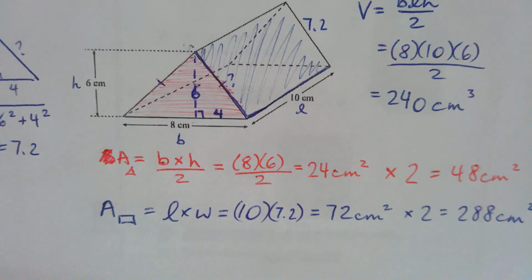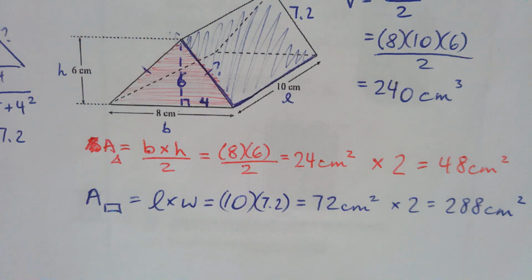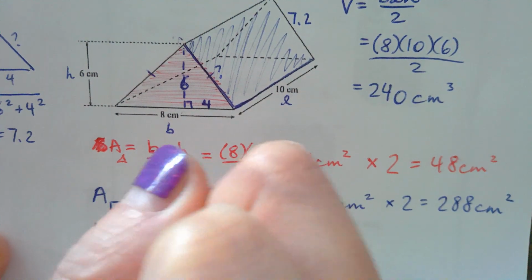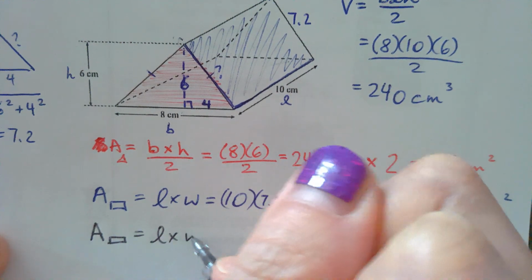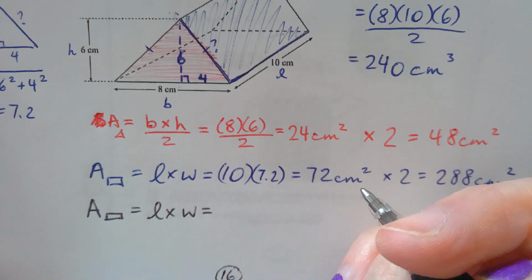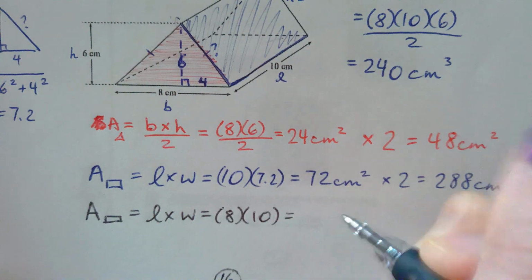Okay, what's my last thing? What's the last part? There are 5 sides to this triangular prism. What's my last side? The bottom. And what shape is the bottom? Yeah, it's a rectangle. And what is the dimension of the bottom? Margaret? Yeah, 8 by 10. So I get 80.